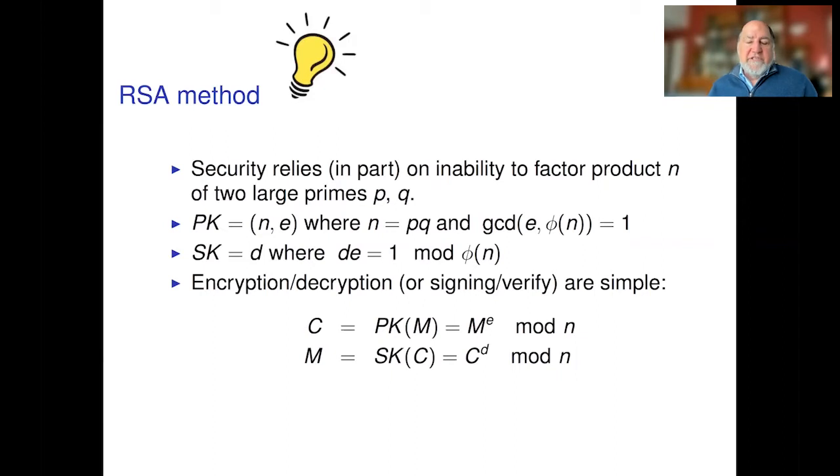Two very simple equations. These keys operate in inverse manner, so that what you encrypt with the public key could be decrypted with the secret key, or if you're doing signatures, you could use the second equation first to compute a signature, and then verify with the first equation. So that's how RSA works.